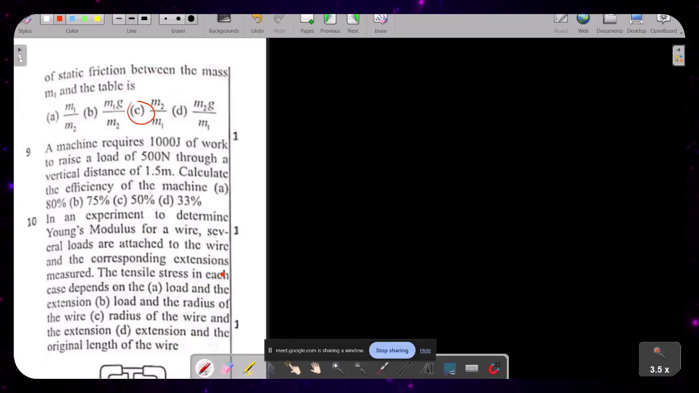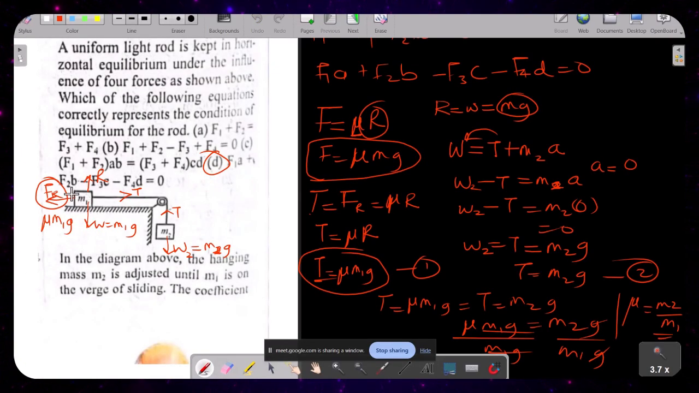The next question says, okay, somebody said she did not understand this body. Since this body is yet to slide, according to the question, they say in the diagram above, the hanging mass m2, this is our m2, is adjusted until m1 is on the verge of sliding.